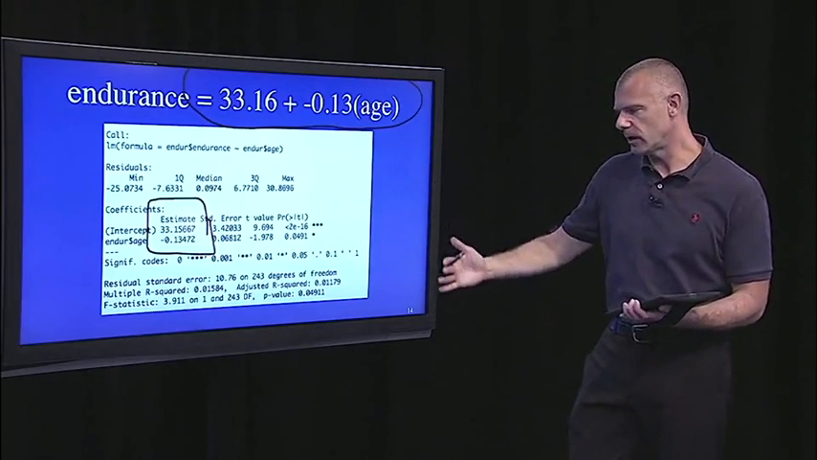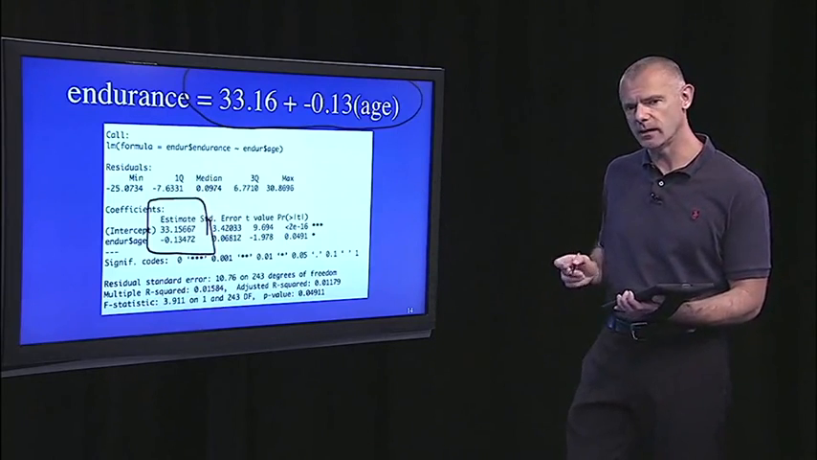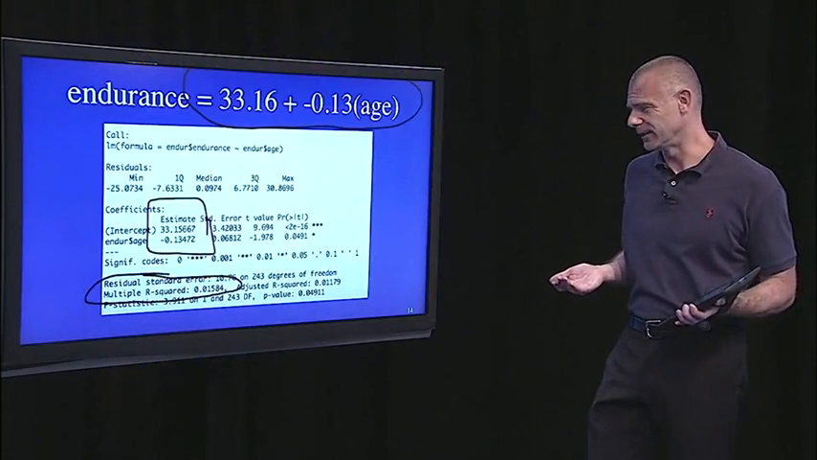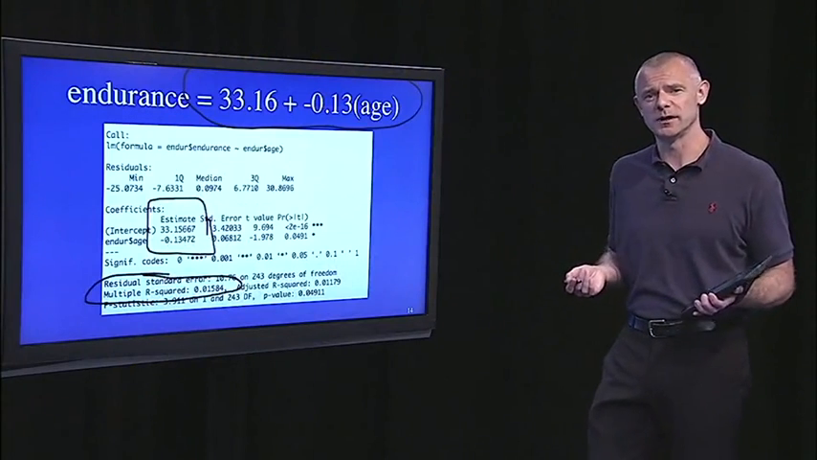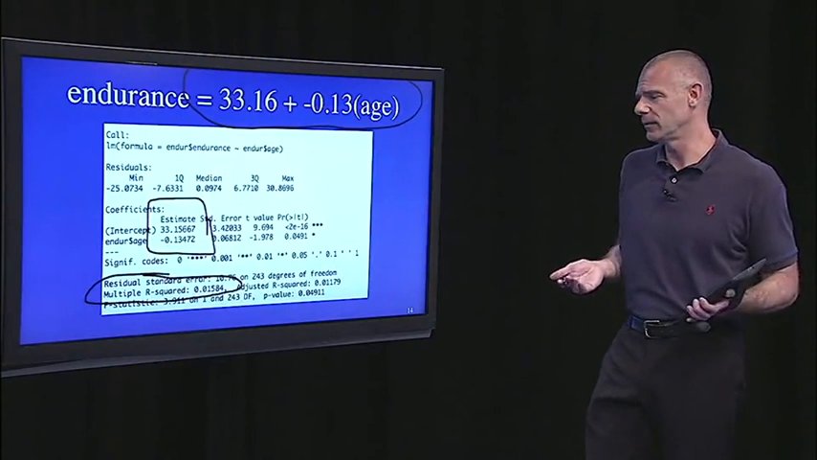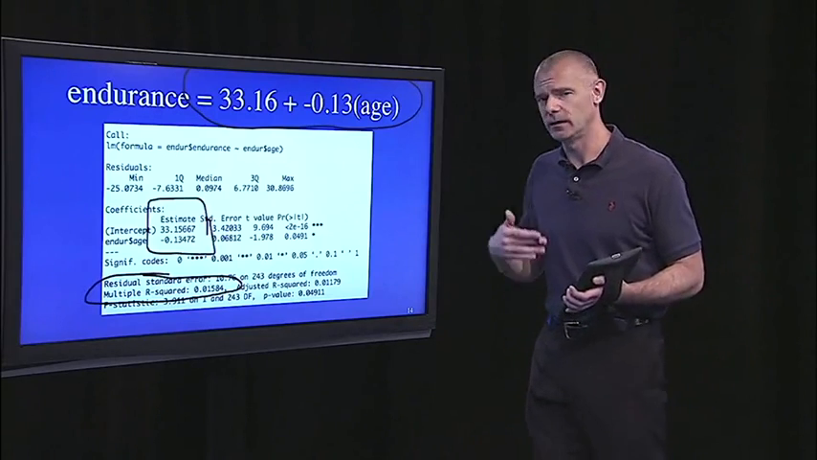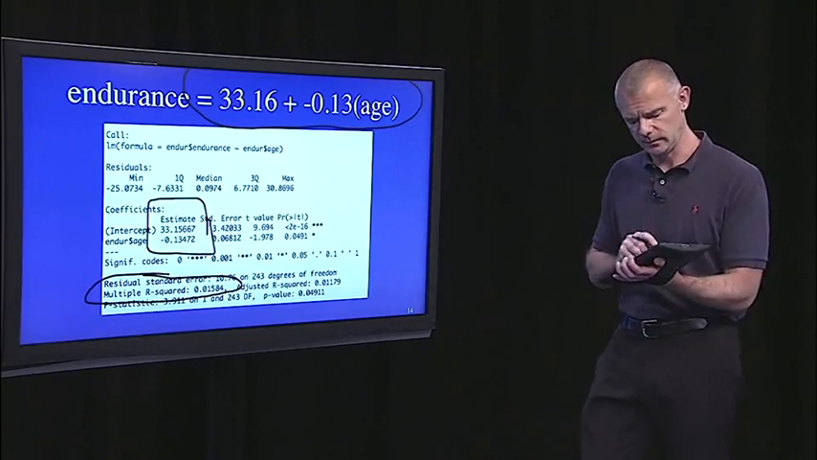There's a lot of stuff in here. I'm not going to cover all of it right now for the sake of time, but one thing to look at is the multiple R squared. Remember, that's just the percentage of variance in the outcome variable that's explained by the model, in this case just the one predictor. It's important to look at because what you see is we're not explaining a whole lot of variance here. Really just 1.5% of the variance is explained by age. That's because there's not a very strong correlation between age and endurance in this sample. That's important to remember.